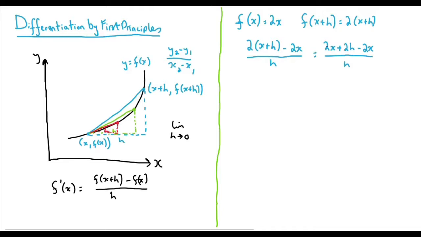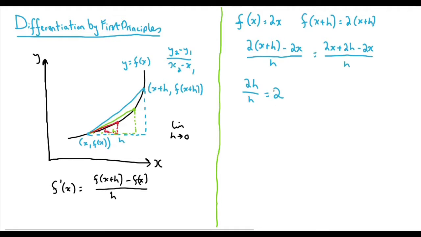This term here, the 2x, is going to minus with the 2x at the end to cancel. In general, in first principles, the thing on the far left should cancel with the thing on the far right, so if it doesn't, just double check that you've done the first step correctly. This leaves us with 2h over h, which is just going to be the same as 2.